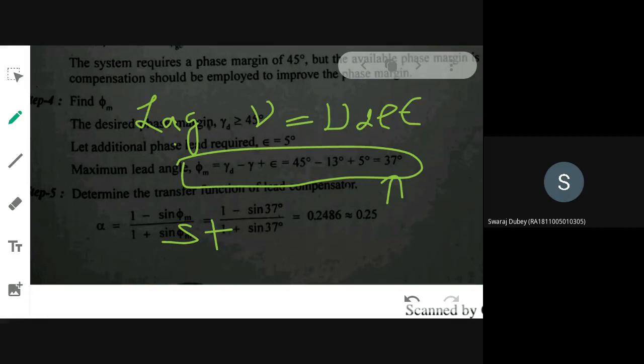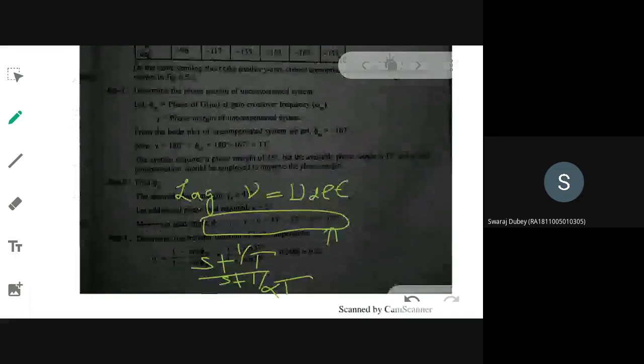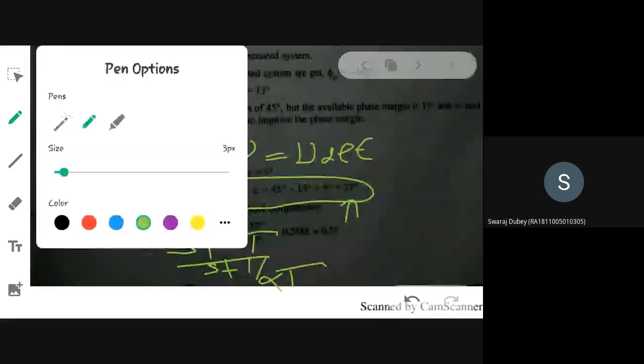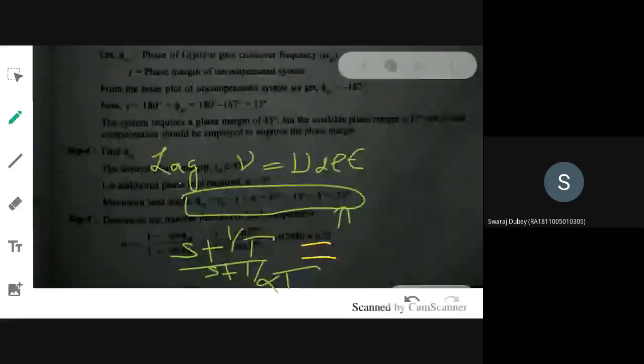In that formula you substitute phi m and you get alpha. And how will you determine T? The T formula I have also already told you. So you need to find the transfer function, but for that you need to know alpha and T. Alpha is given by 1 minus sin phi m divided by 1 plus sin phi m, so you can find alpha. The next unknown parameter is T. So T is given by what formula?